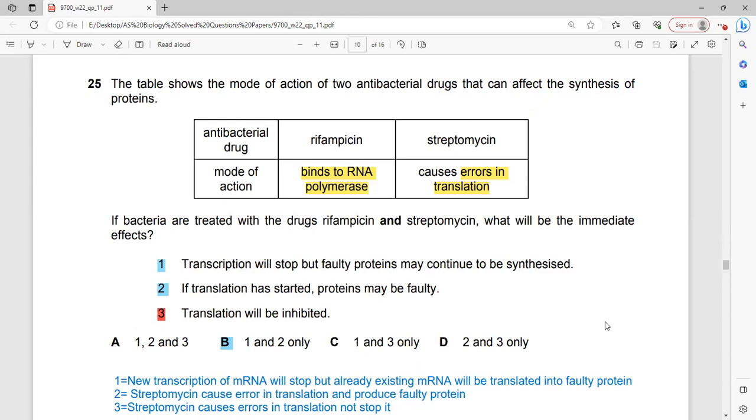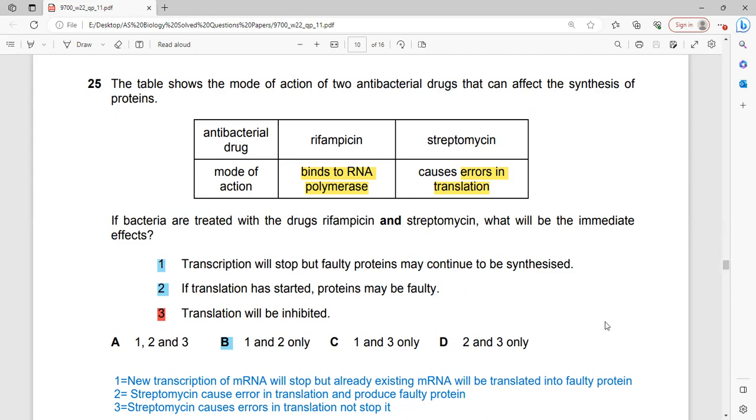So logically, if we are applying these types of antibiotics, some messenger RNA is already synthesized in the cytoplasm. This messenger RNA will be subjected to translation, and protein will be produced, but it will be abnormal protein. So in option number 1, the transcription will stop with the help of rifampicin, but the faulty protein may continue to be synthesized. That's the correct option. Now, if the translation has started, the protein may be faulty, it's also correct.